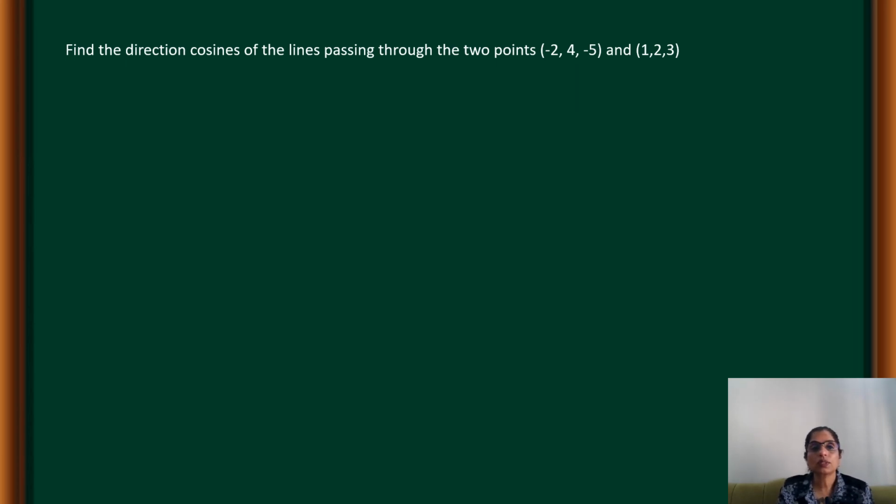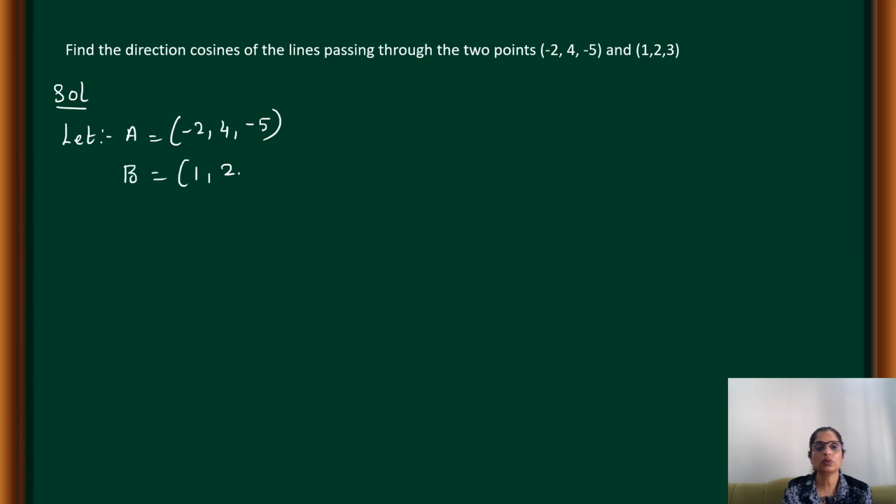Find the direction cosines of the line passing through 2 points. We have been given 2 points. So we have to first let A be the point minus 2, 4 and minus 5. Let B be the point 1, 2 and 3. Alright, that means the direction cosines are going to be what?